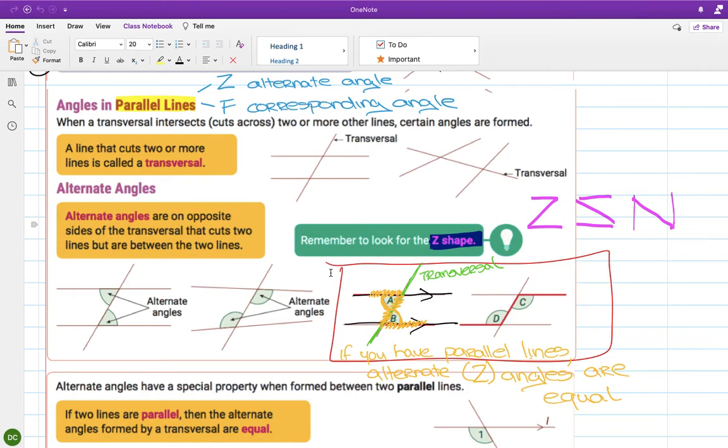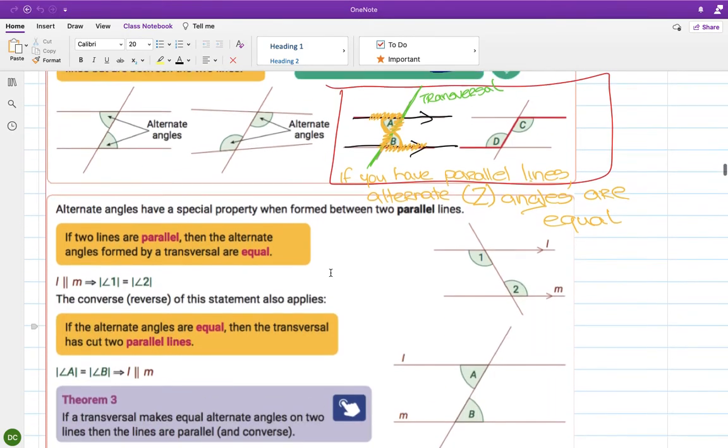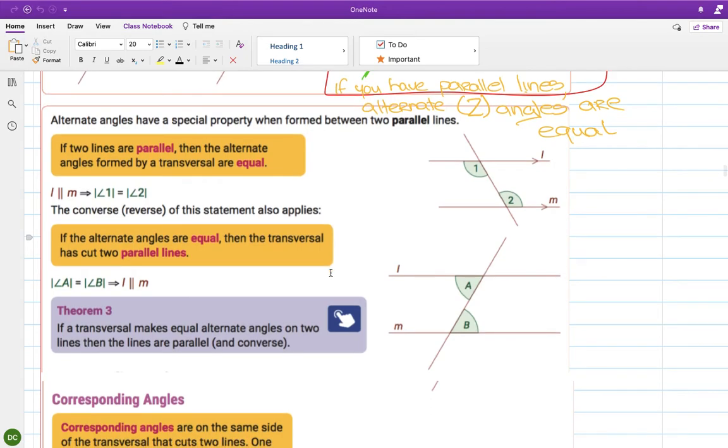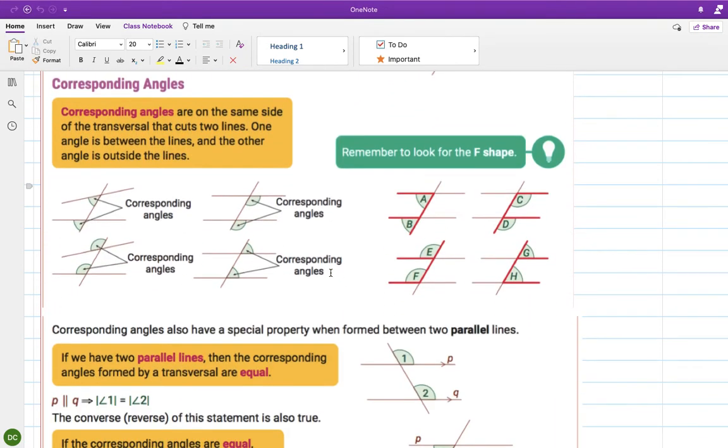Okay, and if you can find the shape, then the alternate angles, see them? Alternate, alternate, alternate, okay? Those angles are equal. Okay, and then we have the corresponding angles. So if we look down here, okay, so again, we have our parallel lines. Yeah. Again, we have a transversal.